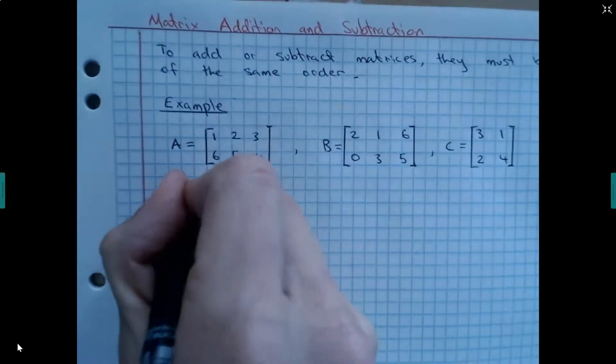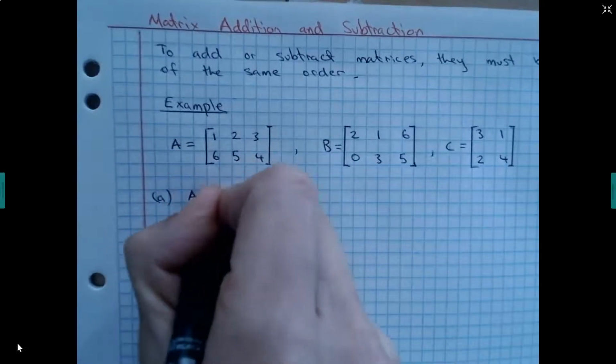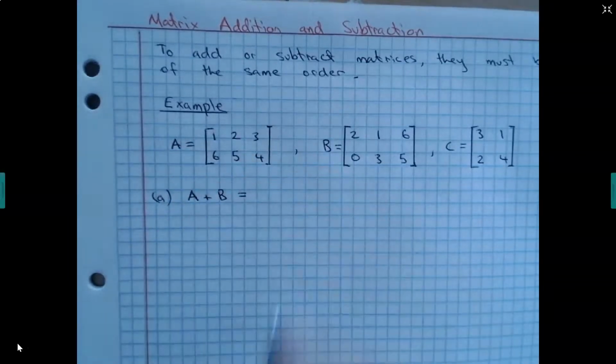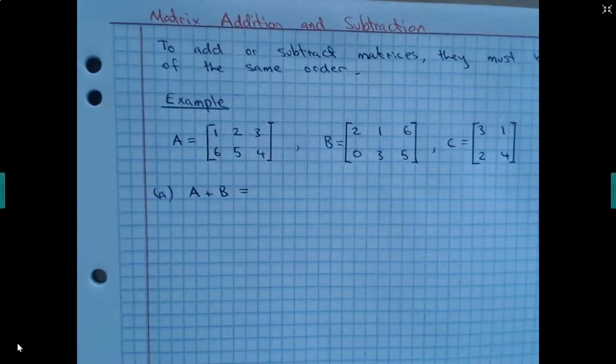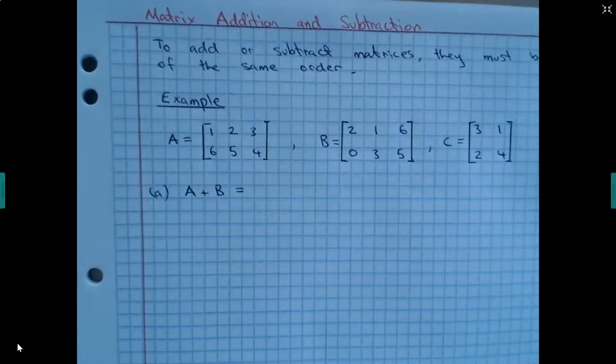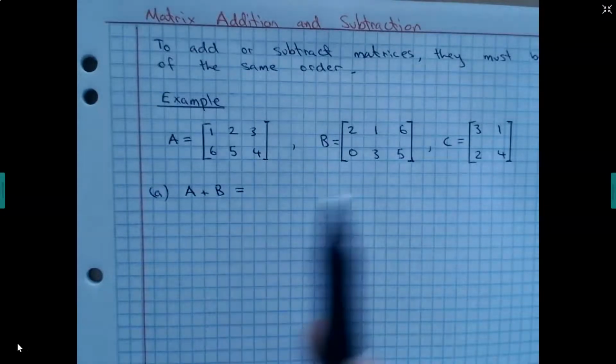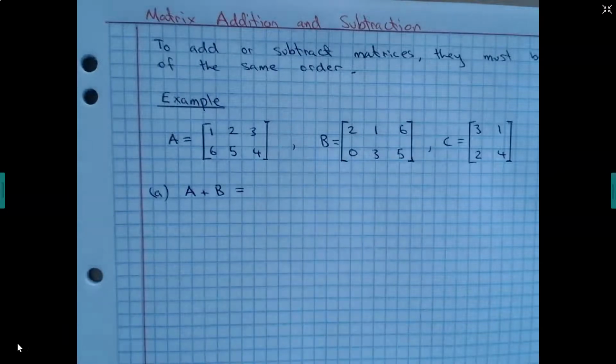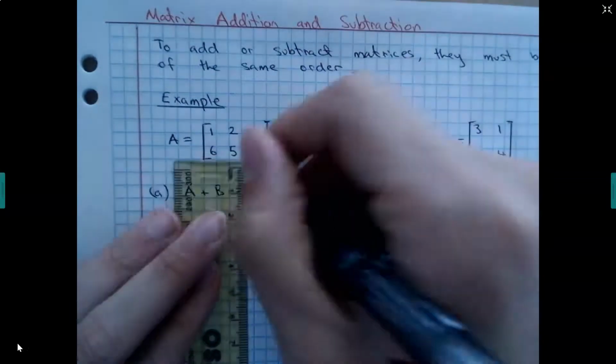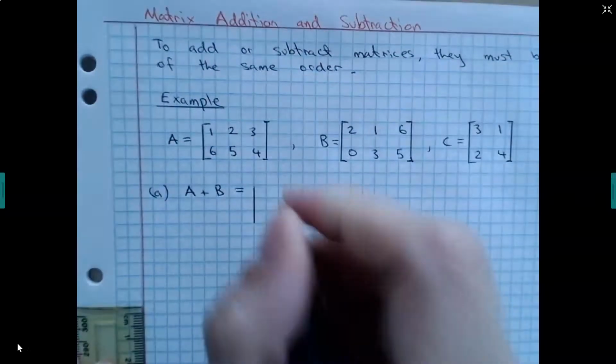We're going to go A plus B. So I want to go matrix A plus B. First off, is this going to be possible? What was the one condition I said that needs to be satisfied for us to be able to add matrices? They need to be of the same order. A and B of the same order. Yes.